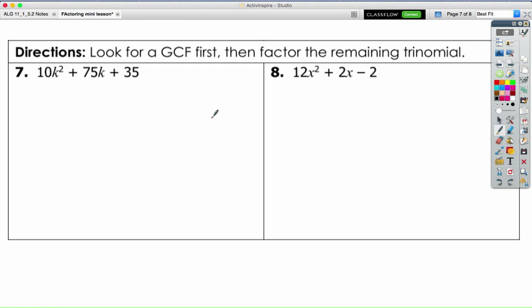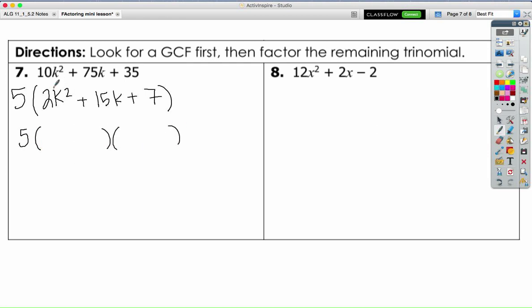So on number 7, 10, 75, and 35 all share a common factor of 5 that should be pulled out before we do any other factoring. So if we take that out, we are left with 2k squared plus 75 divided by 5 is 15k plus 35 divided by 5 is 7. And so now we have to check and see if what's inside of here could also be factored any further. So we'll bring down our 5.